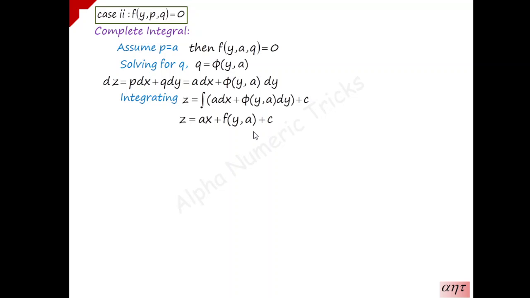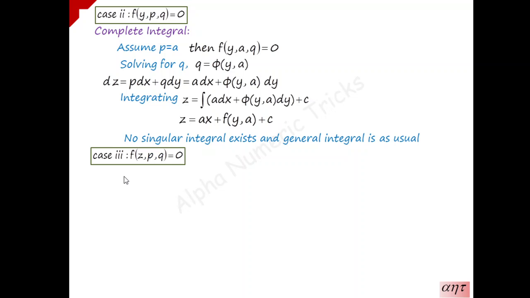Here, is the singular integral possible or not? It is not possible because the arbitrary constant c is separately there. When you differentiate this complete integral with respect to c, you get dou z by dou c is equal to 1, but dou z by dou c should be equal to 0 using the rule. So we get 0 is equal to 1, an absurd result. So there is no singular integral for this case 2 type of problems. And the general integral is as usual, like your previous case 1, you can find out the general integral.